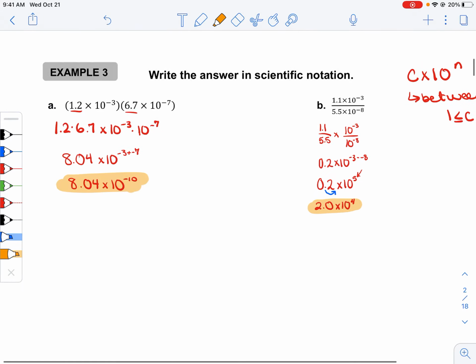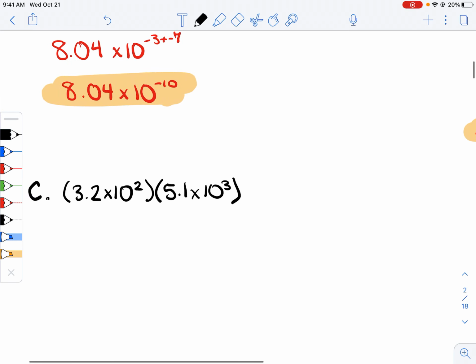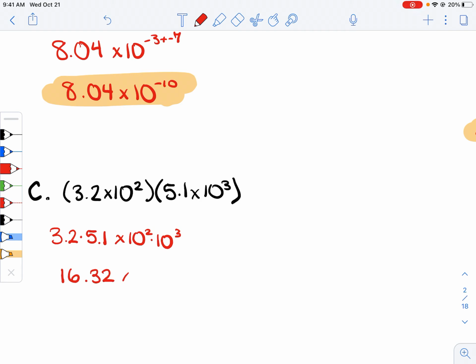I want to add one example because I want to show you the other way. So go ahead and add a part C, and we'll make this 3.2 times 10 to the second, and then 5.1 times 10 to the third. So again, you can regroup this. You can make this 3.2 times 5.1 times 10 to the second times 10 to the third. 3.2 times 5.1 is 16.32 times 10 to the fifth.